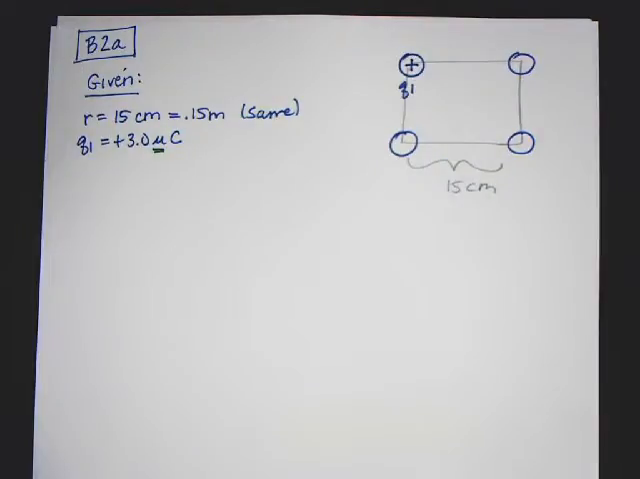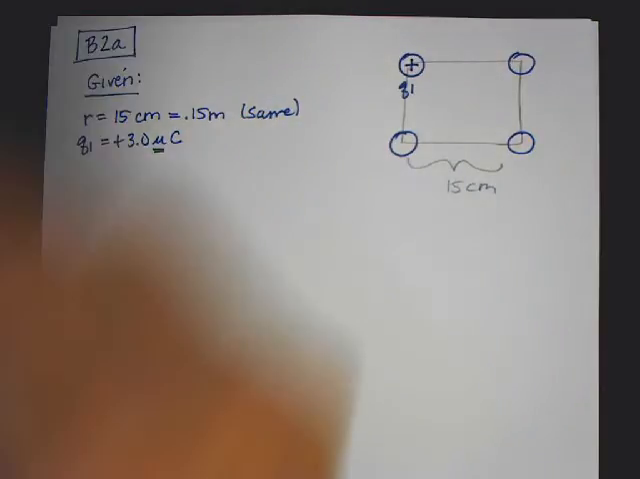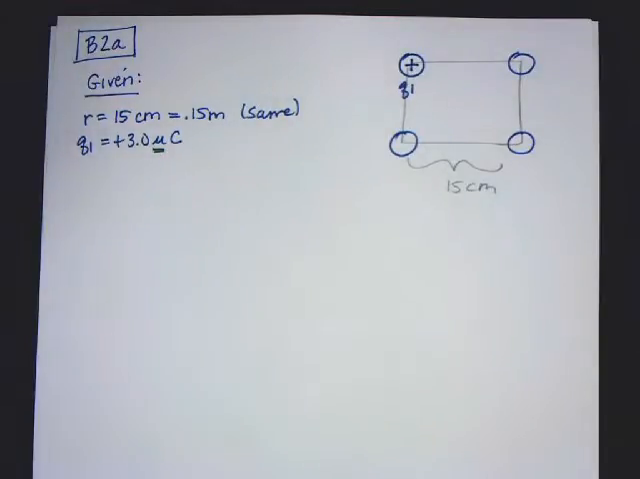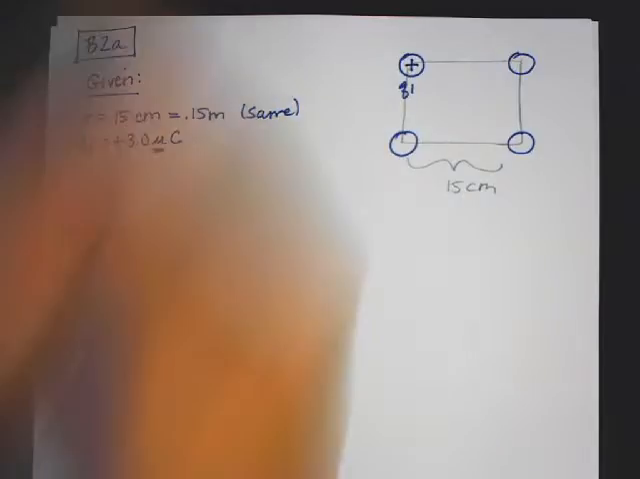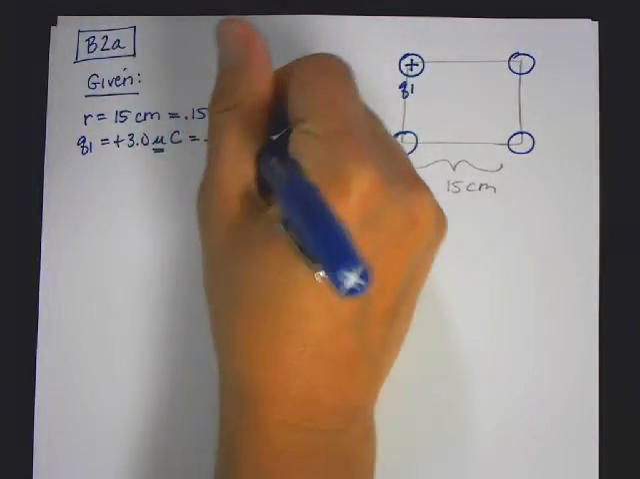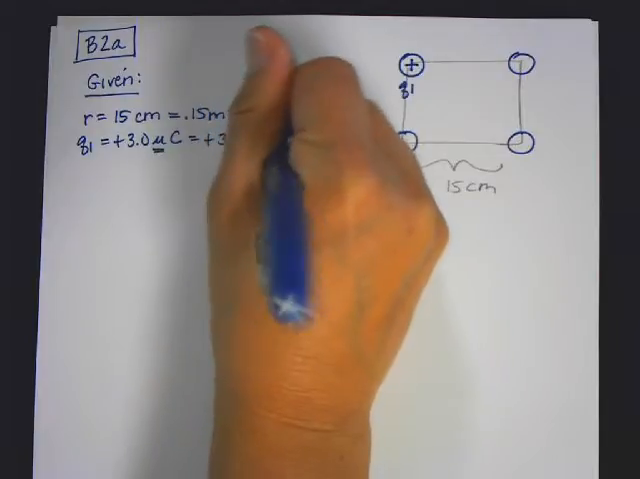Before I go on, just so I don't make a mistake, remember you're going to need to know this prefix for the test, because anytime we use a prefix in class you're responsible for it, not only on this test but every subsequent test the rest of the year. So this is equal to plus 3.0 times 10 to the negative 6 coulombs.